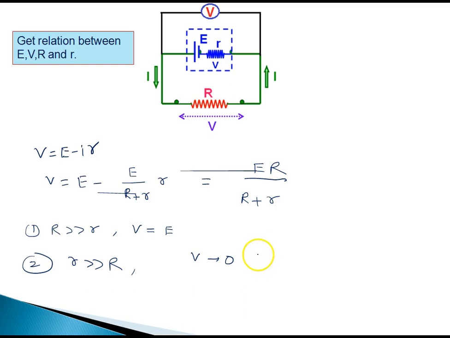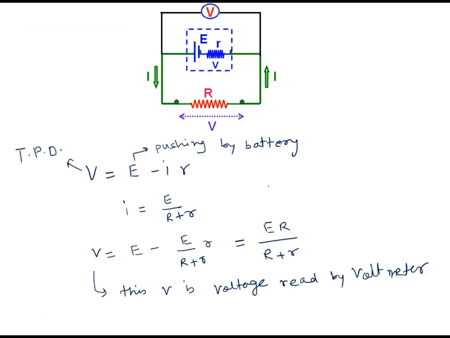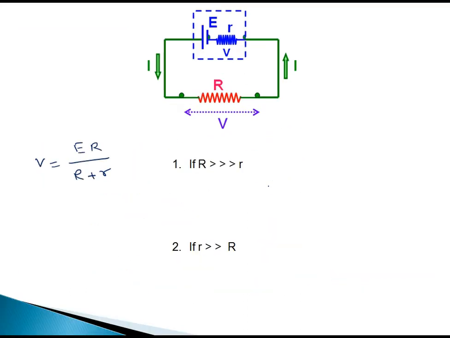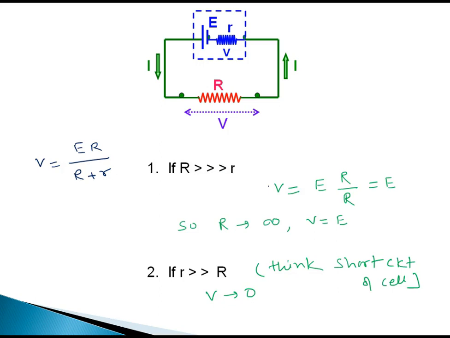Or directly you can say R is 0, so V will be also 0, because you say r is greater than R. This R is negligible. For 0, voltage will be 0. So now I am showing it. So now you people are very much clear what is the voltmeter reading when there is short circuiting of the cell, and what is the voltmeter reading when you say the external resistance is quite high. It may be infinite. Is it clear?